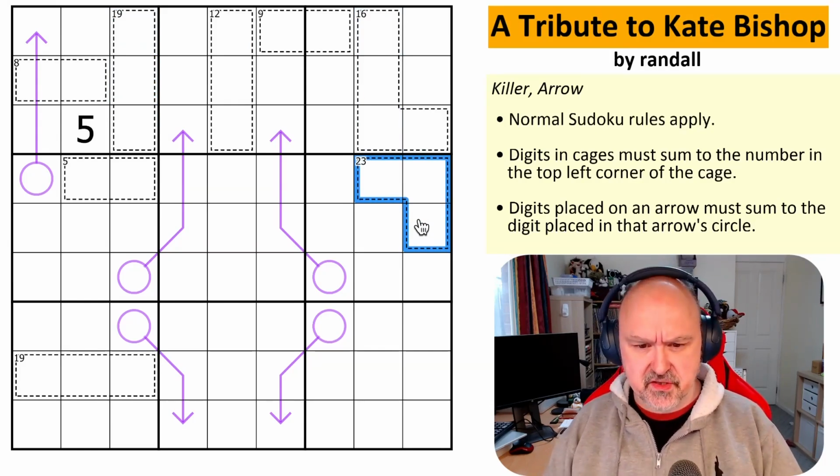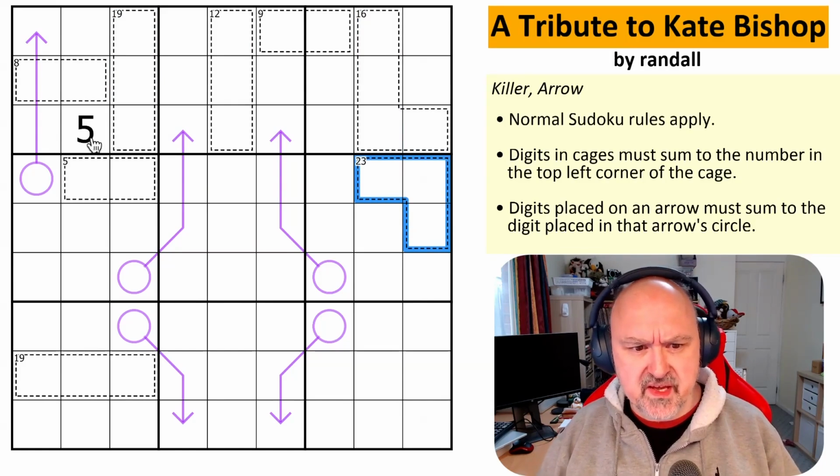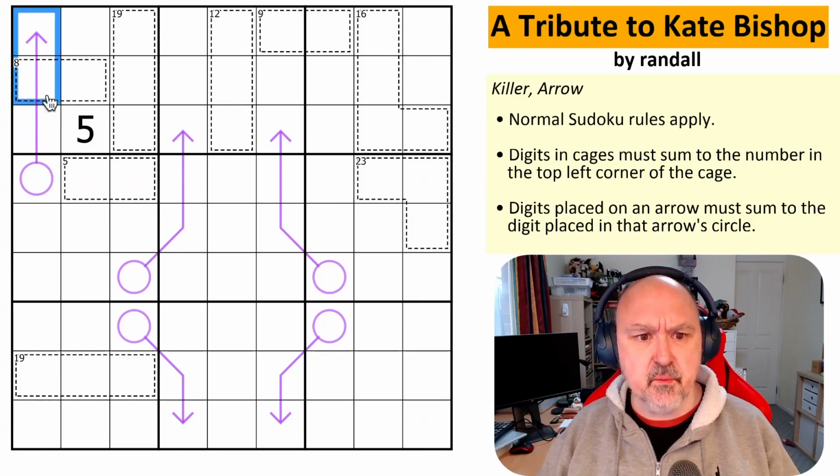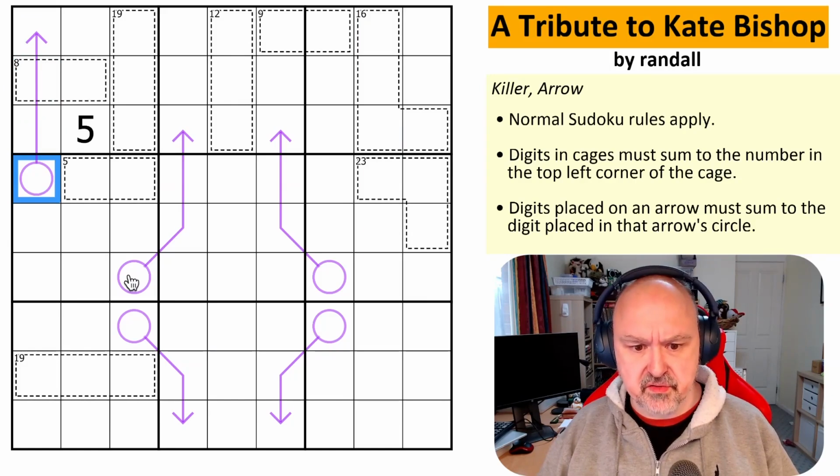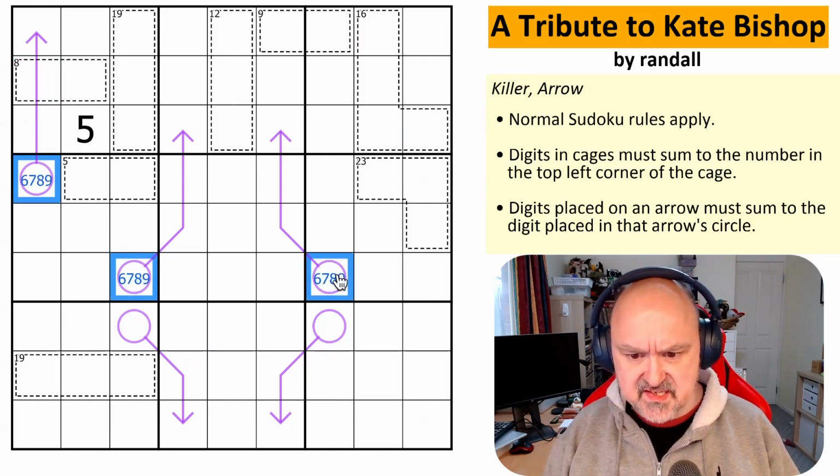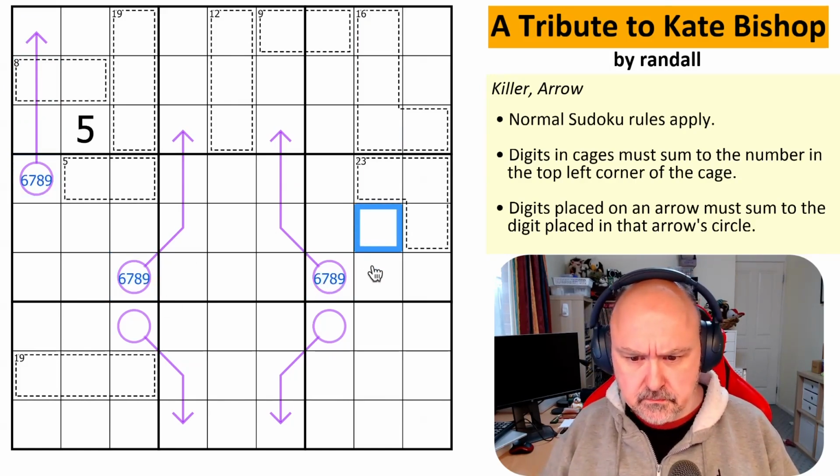Let's give this a shot. So we can see that these three length arrows have a minimum of 1, 2, 3, which are the minimum Sudoku digits. So these have to be 6, 7, 8, or 9.